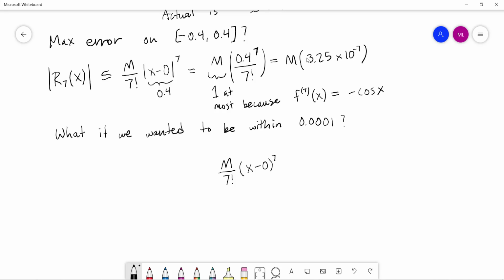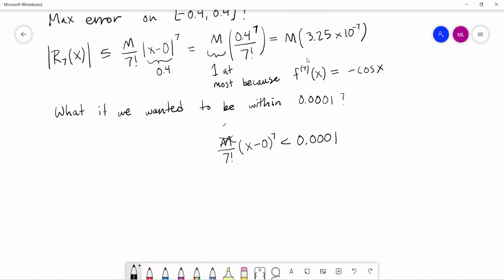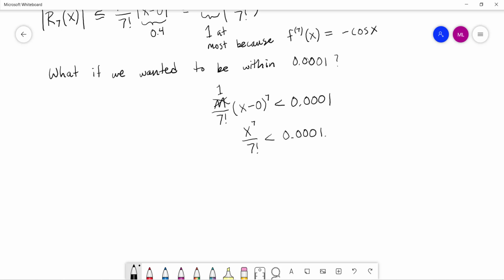Here's our formula, and we want this error to be less than 0.0001. Well, we already know that this m is at most going to be 1, so you could think about this as basically being x to the 7th over 7 factorial. What values of x will allow this to be true? And we can actually figure that out. We can multiply both sides by 7 factorial. That's a big number. Let me do 7 factorial here. Come on, calculator, stay on.